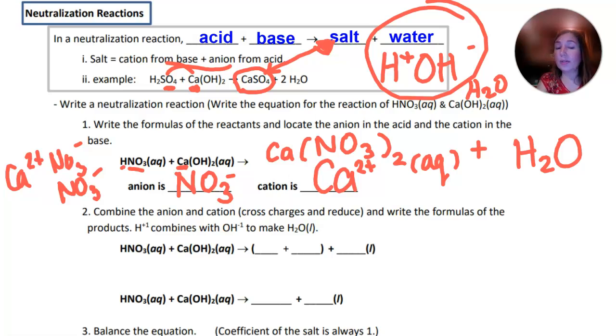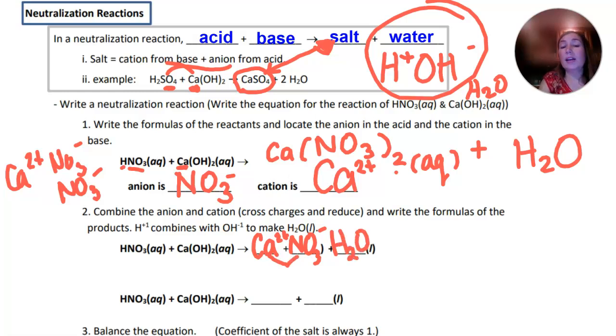And then what you might notice is that it's probably not balanced. Cool fun fact about balancing: the coefficients of the salts are always 1. So that will be kind of fun. We'll get to that here. Okay, so we put together our salt. We've got Ca2+, and we've got NO3-, and then we make liquid water.